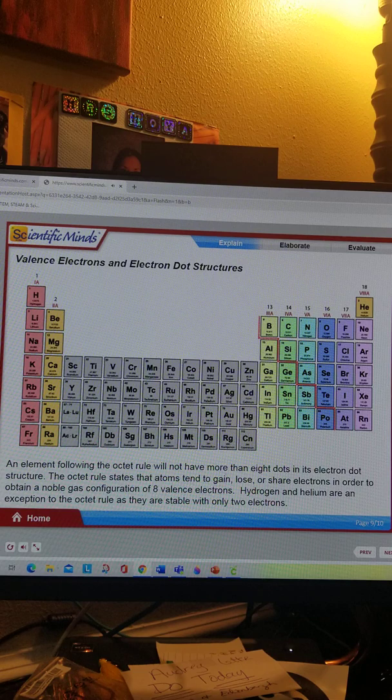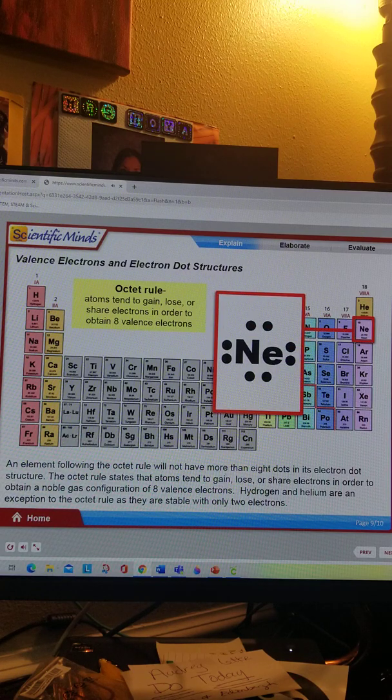An element following the octet rule will not have more than 8 dots in its electron dot structure. The octet rule states that atoms tend to gain, lose, or share electrons in order to obtain a noble gas configuration of 8 valence electrons. Hydrogen and helium are an exception to the octet rule, as they are stable with only 2 electrons.